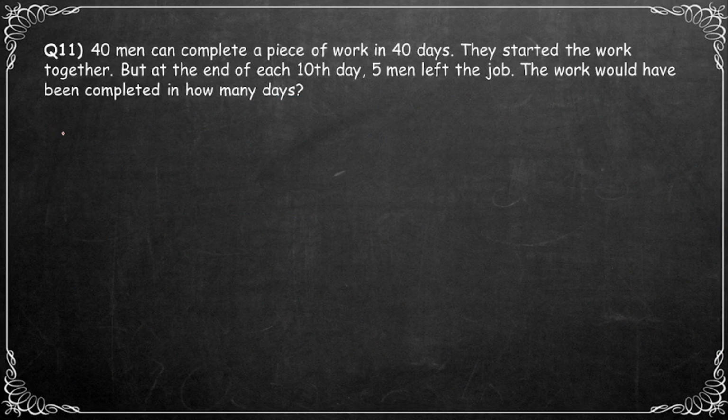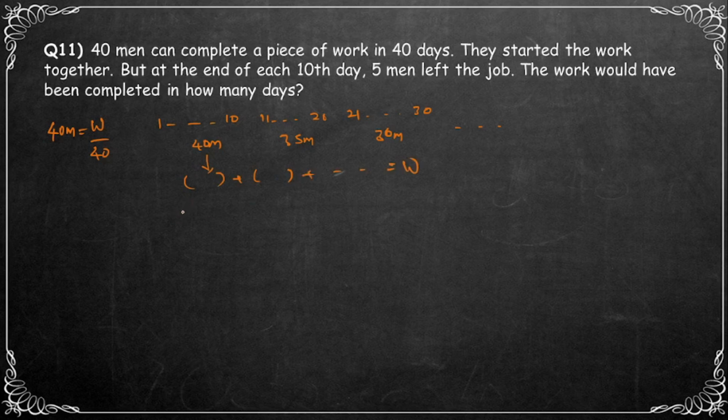Now we will see the easier way which you can use in aptitude test. So 40 men can complete that work in 40 days. Now from first day to 10th day 40 men are working. Now 11th day to 20th day 35 men will be working, and 21st day to 30th day 30 men will be working. So it goes on like that. Now if we do parts of the work is equal to total work, so we get 40 m into 10 plus 35 m into 10 plus it goes on like that. We get the total work.